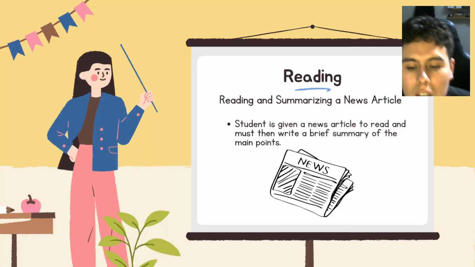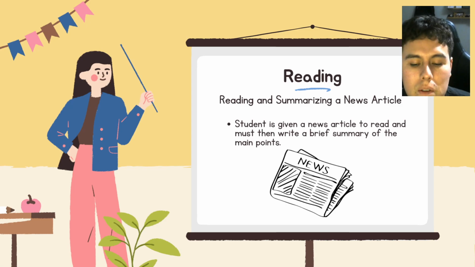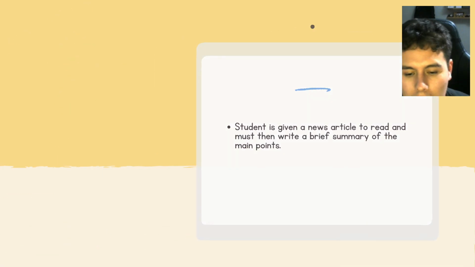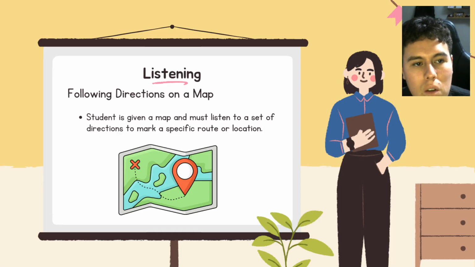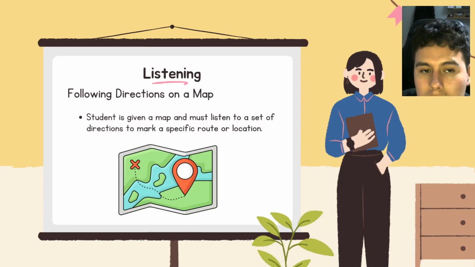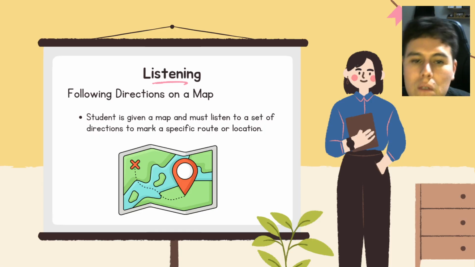And the reliability of the test can be ensured by providing a clear set of criteria for grading, such as the inclusion of all key points and accuracy of information. Then we have, for the last part, the listening, in which they have to follow directions on a map. The student is given a map and must listen to a set of directions to mark a specific route or location.